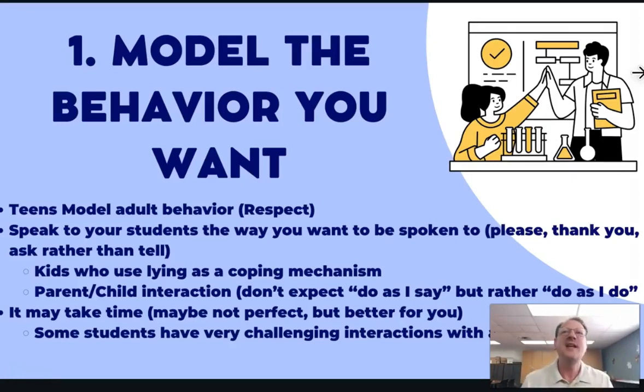A common thing a teenager will say is, "Hey, you respect me first, and I'll give you respect." An adult will say, "No, I'm the adult. You need to give me respect first, and then I'll give it back to you." If you look at those arguments side by side, it's the exact same argument. So teenagers will model the adult behavior, influenced by the adults around them. Knowing that, as teachers, we want to speak to our students in the way that we want to be spoken to.